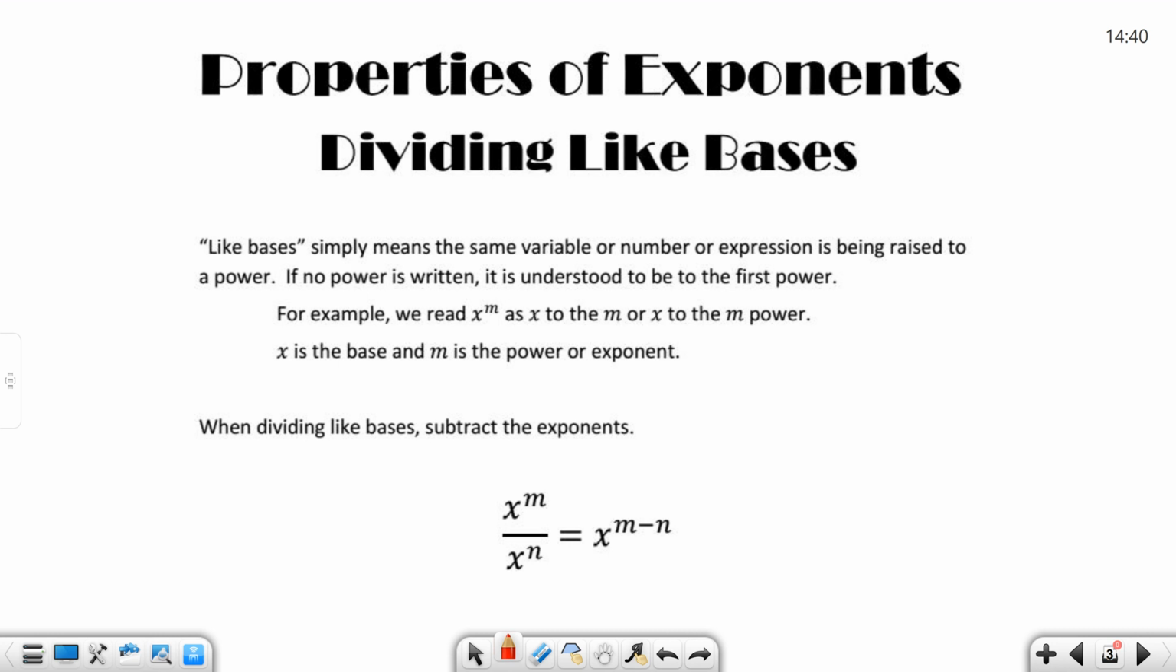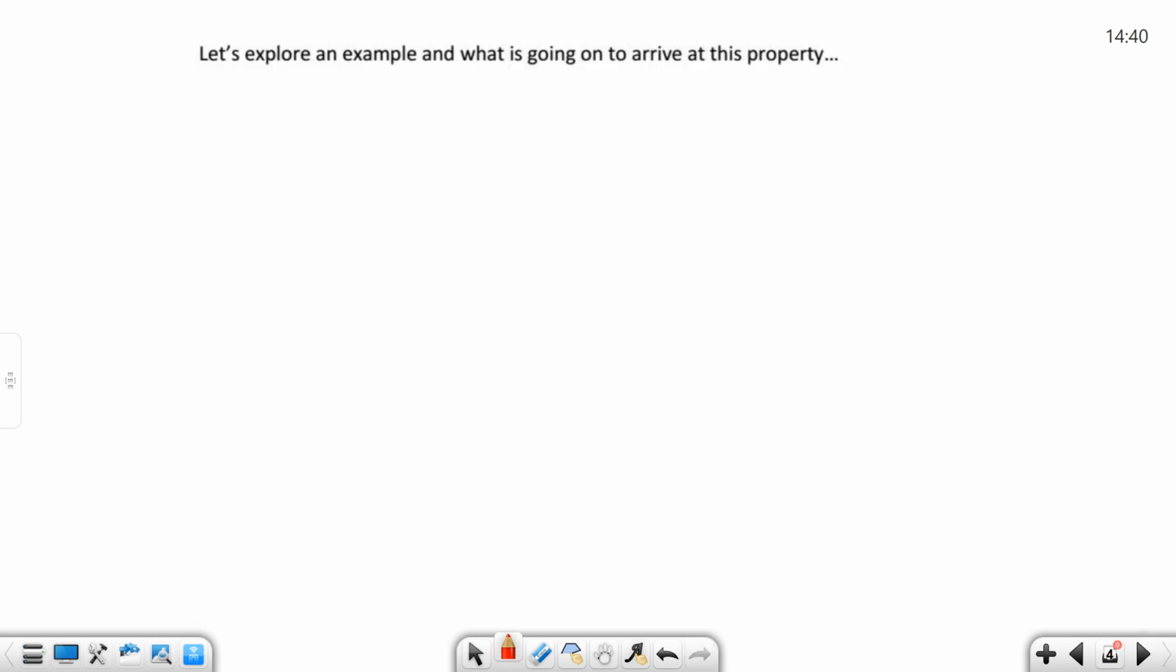Those books also then talk about what if the powers are the same? How do we deal with it? What if the power is bigger in the bottom, the denominator, how do we deal with it? I actually deal with all those scenarios, whether the power is bigger in the top, the bottom, or they are the same. I deal with all that here in this video and the way I think about it. So let's look at an example of what's going on and how we arrive at this property.